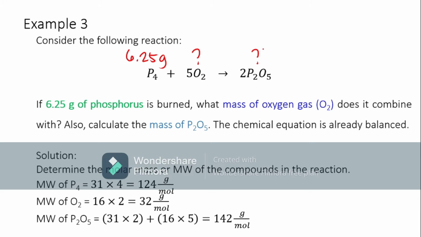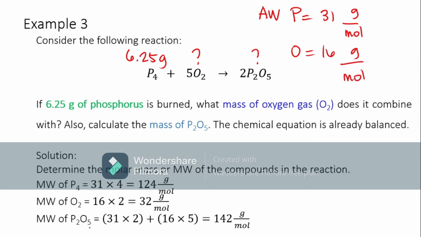So, gawin natin in terms of grams na lang ang mga unit ng masses natin. So, the chemical equation is already balanced. So, we have 1P4 plus 5O2 will give you 2P2O5. Okay, so, atomic weight ni phosphorus ay 31 gram per mole. Atomic weight ni oxygen ay 16 gram per mole. Okay, so here are your molar mass or molecular weights.